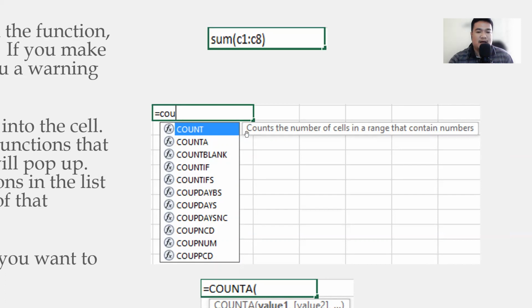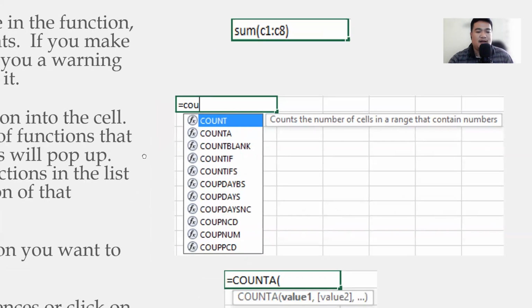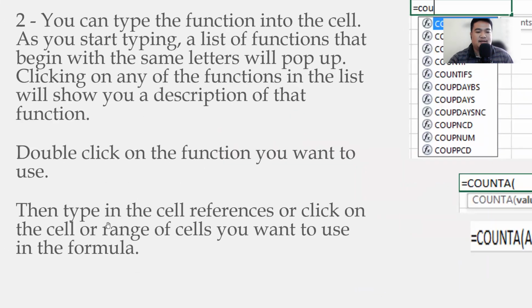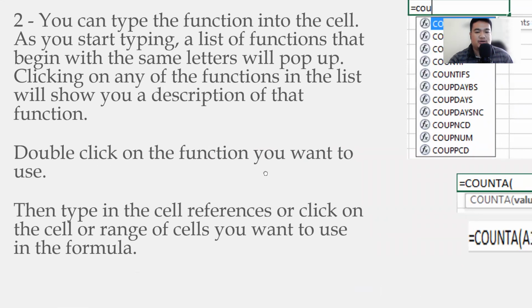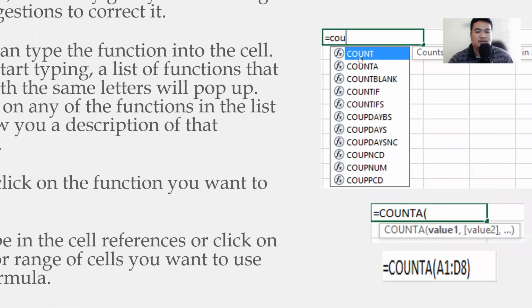For example, this one, COUNT, counts the number of cells in a range that contain numbers. So it describes what the function is all about. Okay, and then type in the cell reference, or double click on the function you want to use. If you want to use COUNT, you just double click it and it will automatically be included, or it will notify you that you are using it, and then you just follow the syntax.